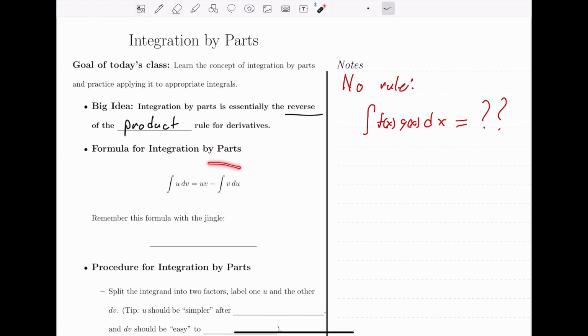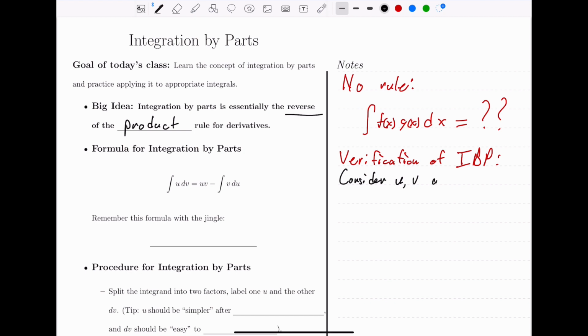Now, this might look a little bit strange at first, but as we practice with it, it will look more familiar. Let's start by going over a quick little verification of this formula. This isn't a formal proof, but it will give us an intuitive idea of why this formula is correct. We can abbreviate integration by parts as IBP. So let's consider two functions of x. Let's consider u and v as functions of x.